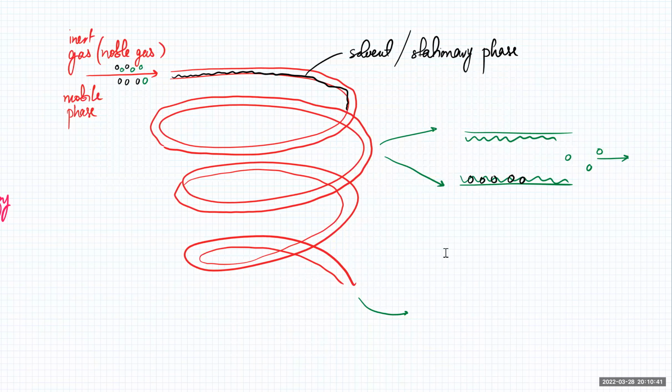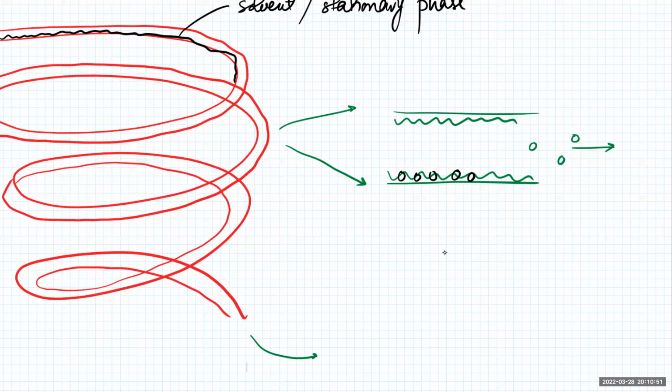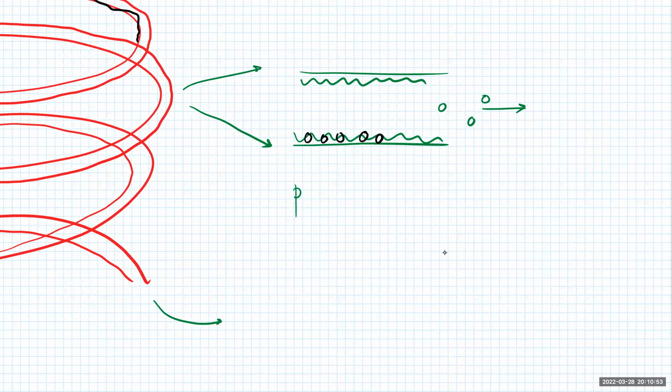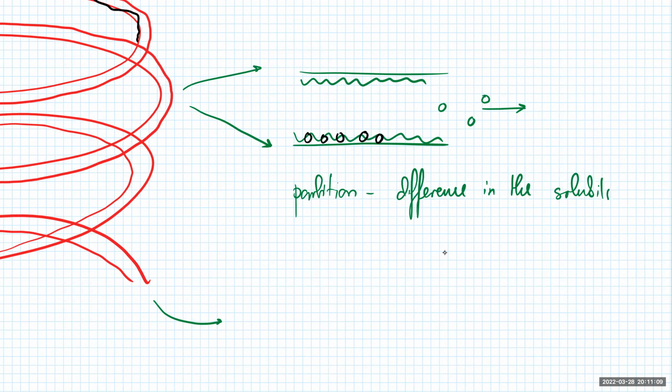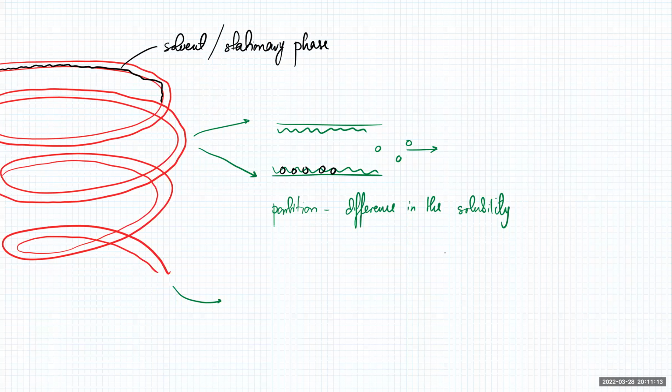Just keep things very basic. It's just a simple concept, and the simple idea is that they're going to ask you why separation happens. It happens because of partition, which is that there is a difference in the solubility of the substance. This is something that they will ask you: what is the concept behind separation? Why are the dyes separating?